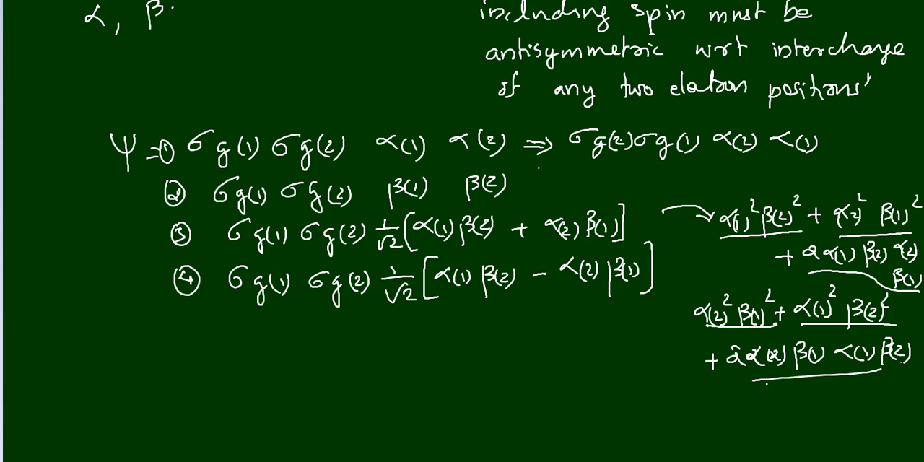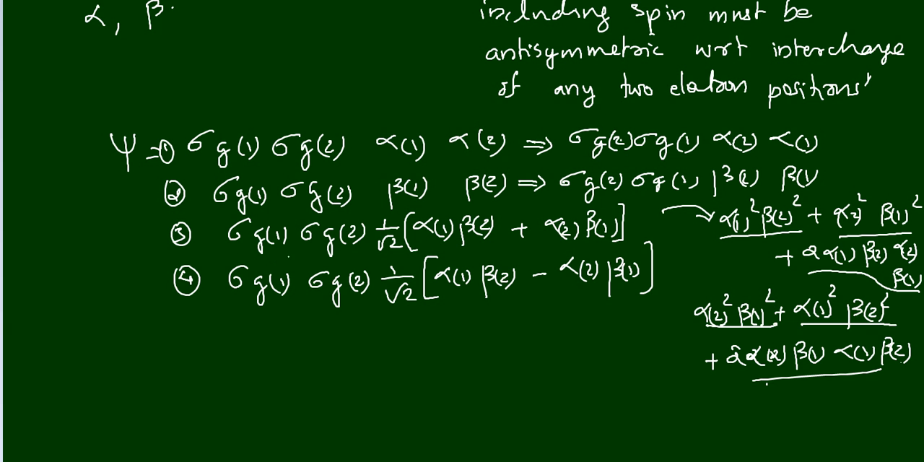If it is anti-symmetric, then the sign of the wave function will change. Here what will happen if you are exchanging the electronic positions? There also you get one function, that is sigma g2 sigma g1 then beta 2 beta 1. The function remains the same and the sign is not changed.